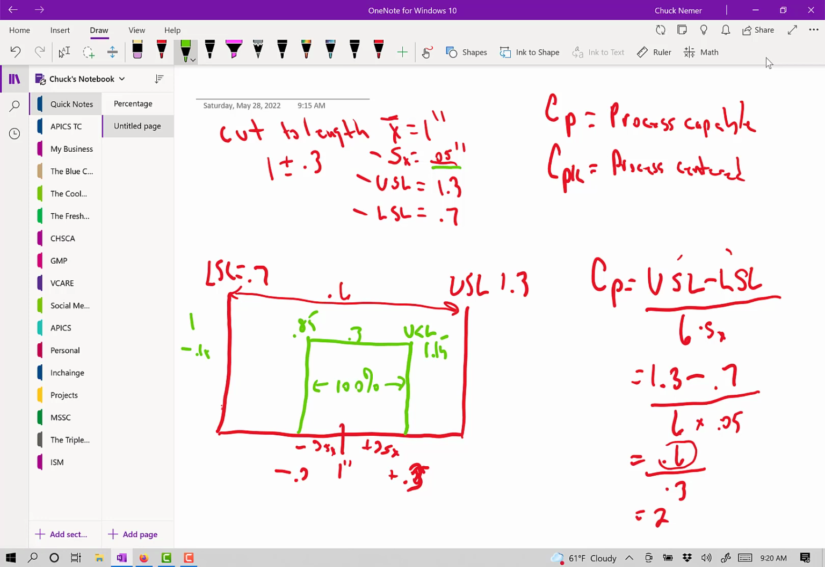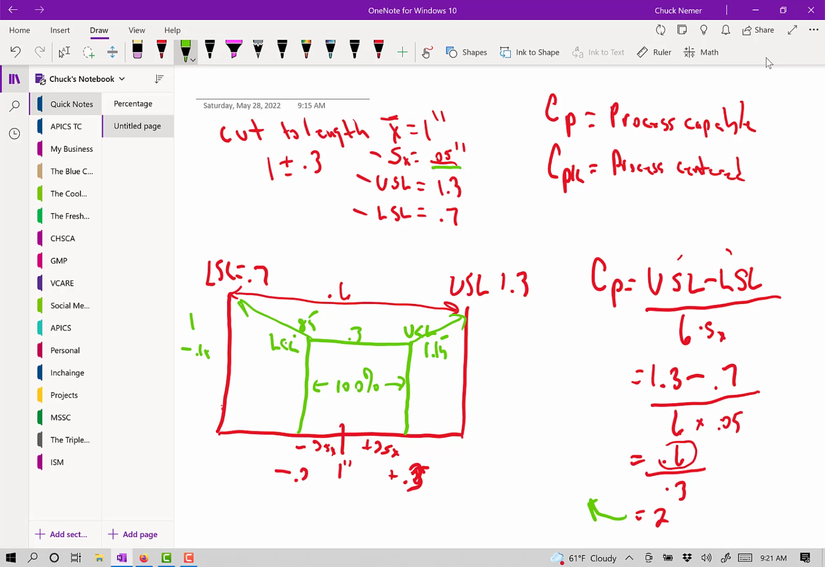Then we can see visually, if that's 100% of the possibilities of what we'll make for the upper and lower control limit, we are always within what the customer wants. We are capable of meeting what the customer wants. Now, the measurement on the bottom here is this. When we look at that too, what does that mean?